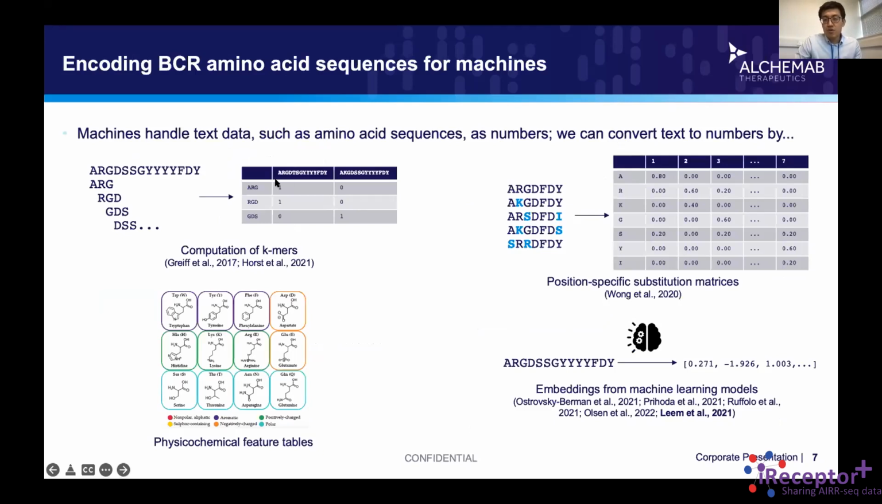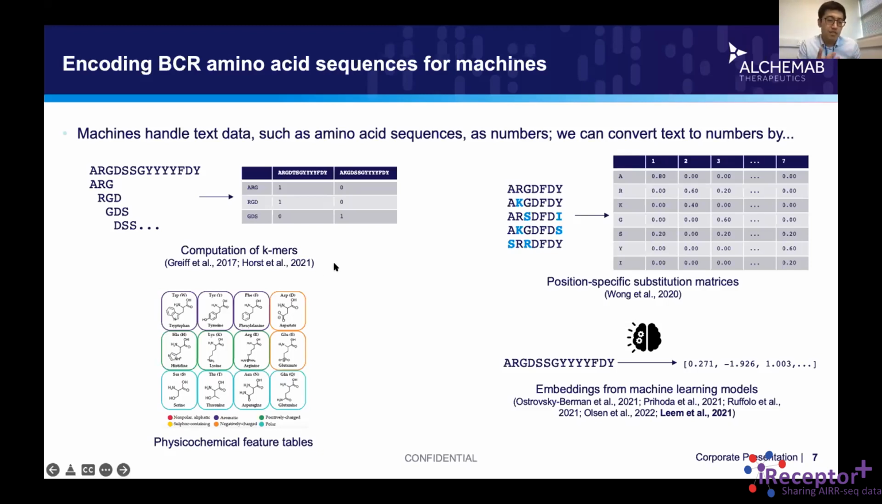And so in order for us to input text data like B-cell receptor sequences into a machine, we have to convert it into some numeric format. Tao's talk touched on this already, so I think we now have a slightly more familiar idea about this concept. Essentially, what we want to do is a form of representation learning. So how do we go from sequence into numbers?